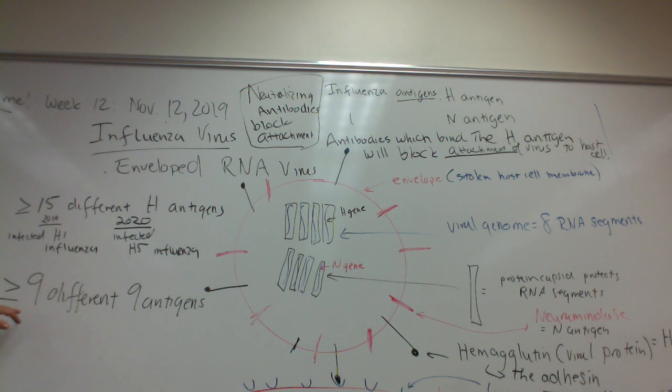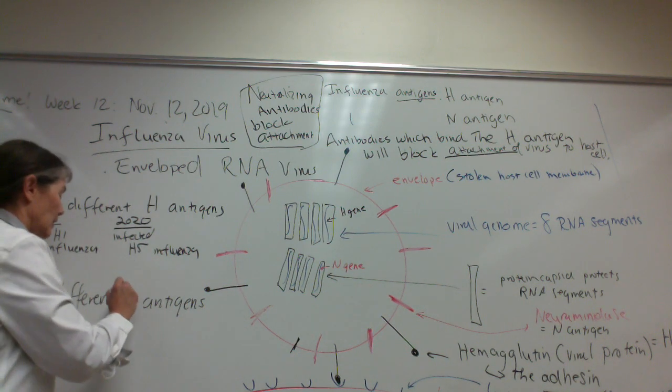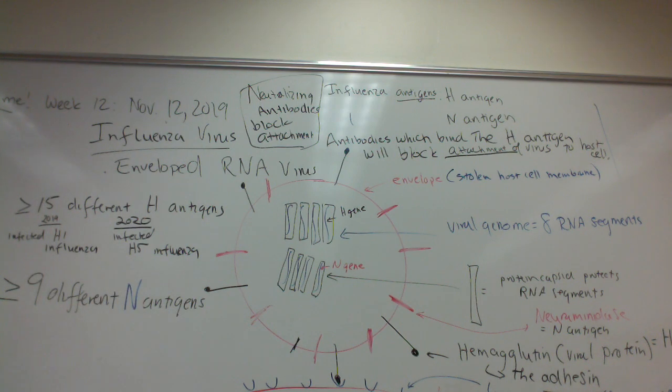And we'll see that the N antigen doesn't get as much press as the H antigen. But indeed, we'll see that antibodies against the N antigen can also provide some protection. But the one we'll focus on primarily is the H1, because that's going to trigger neutralizing antibodies. Yeah? So how do they predict what to change in the flu shot?